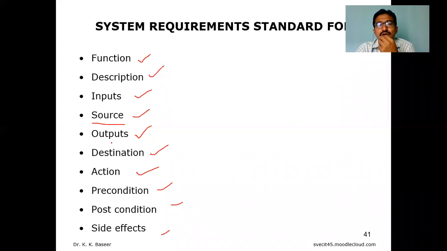Where is the source? How will the output be observed? And where is the destination? Where does this have to be updated? And what type of actions can this system perform? What is the precondition to run that, meaning prerequisites? And what are the post requisites for this? And what are the side effects that are likely to occur once the system comes into a working model? So this standard form consists of all these sections.